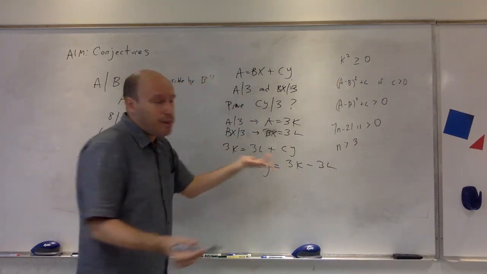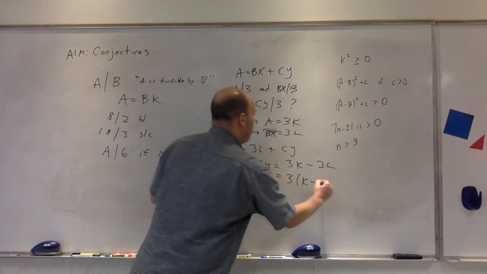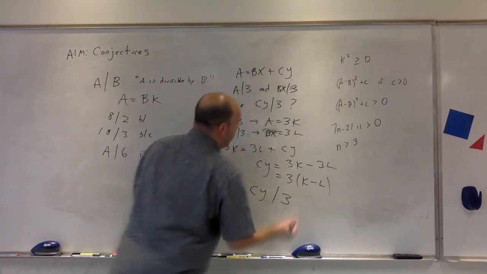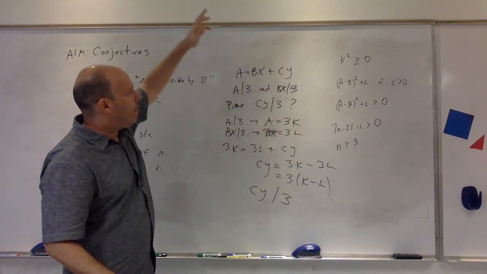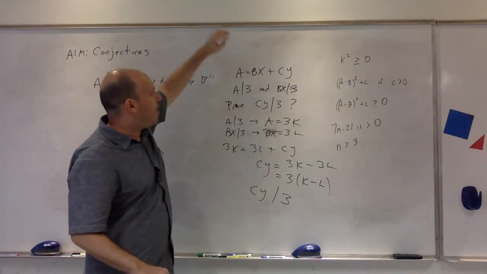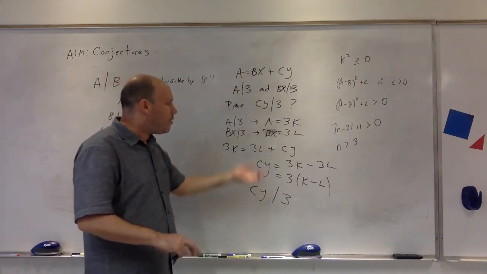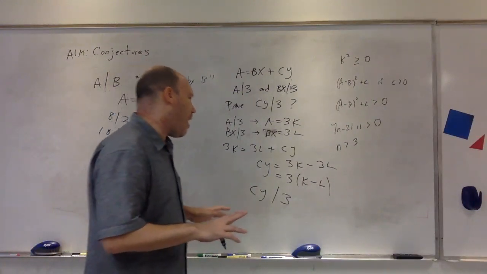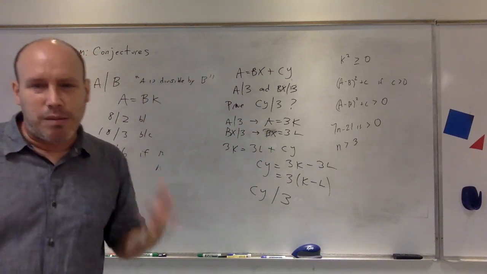Well, you can visually see what's going on here. This is equal to 3 times k minus l, which means cy is divisible by 3. And this is kind of an important thing, so just look at that and you'll see, trust me, it's going to show up. Now, put this in the back of your mind for a second, and let's move on to the first unit.